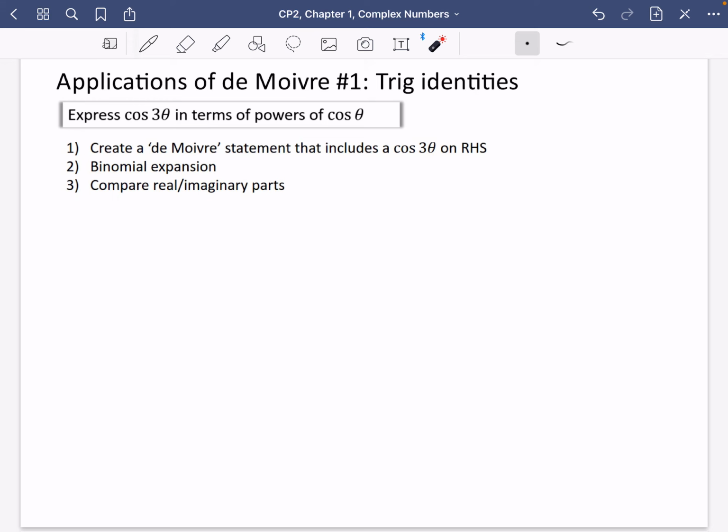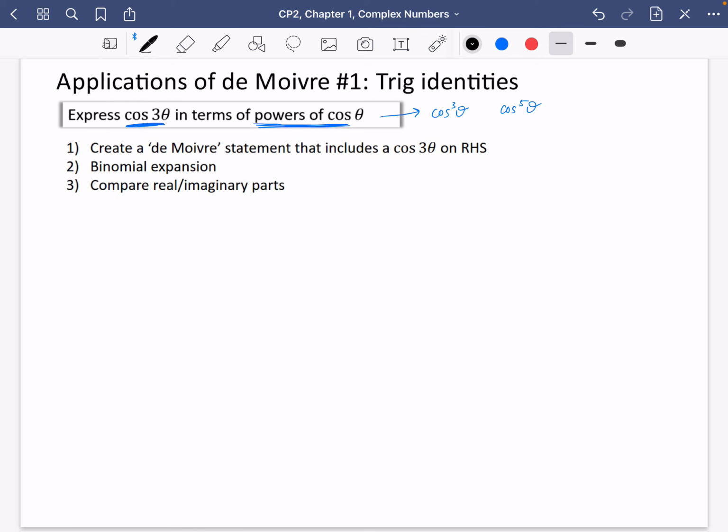And the first thing we're going to do for the example is we're going to try and express cos 3 theta in terms of powers of cos theta. In other words, it wants the answer to be in terms of things like cos cubed theta, something to do with cos to the power of 5 theta, all sorts of things as a combination of that. I'm probably thinking, how on earth are we going to do that? So we're going to have a look at doing this by using these three steps that I've got. I've said create a De Moivre statement that includes a cos 3 theta on the right hand side. We're then going to do something to do with binomial expansion, and then we will compare real and imaginary parts. All of these things will make a lot more sense when we get started.